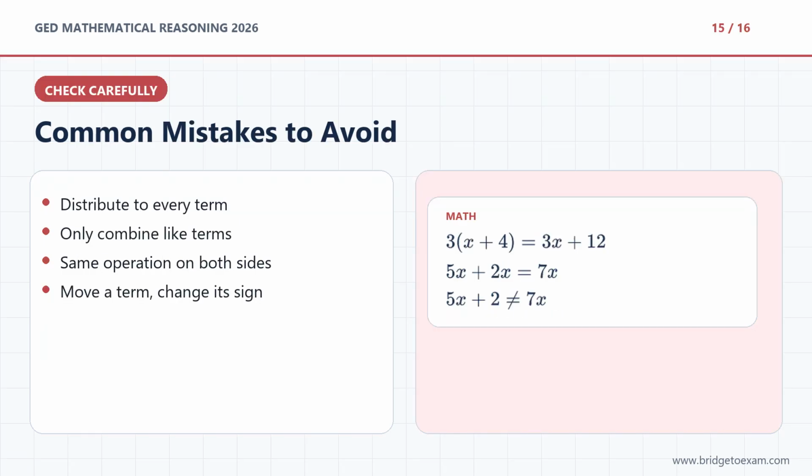Before we finish, remember these traps. When you distribute, reach every term inside the parentheses, not just the first. Only combine like terms, never x with a plain number. Do the same operation to both sides. And when moving a term, change its sign. Small habits prevent big mistakes.